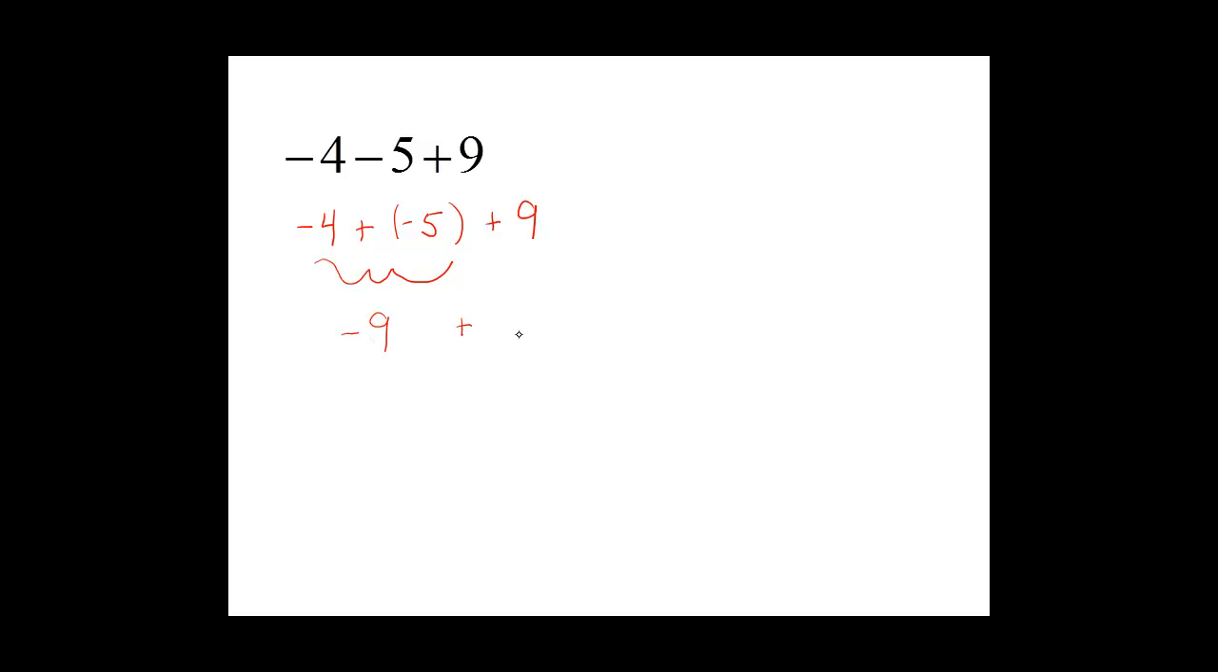Then we will add positive 9 to this. Negative 9 plus 9. The signs are different, so we take the difference of the absolute values. 9 minus 9 is equal to 0. Our answer is 0.